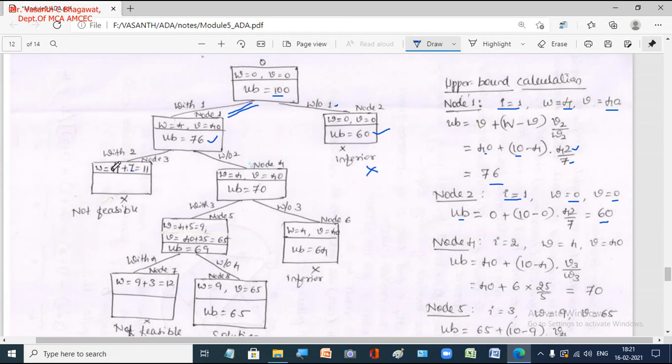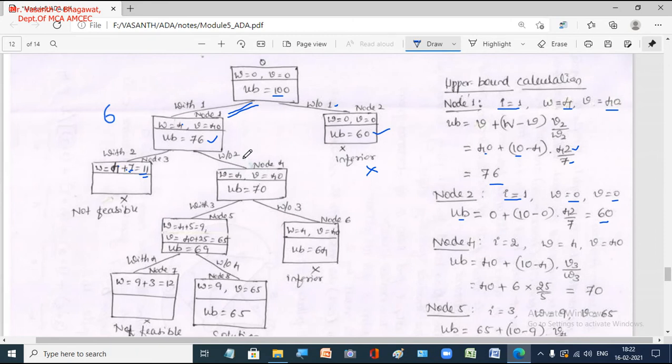If you select the second item also, since you have already selected the first item whose weight is 4 kg, how much is left in our knapsack? Only 6 kg is left. Now if you select the second item whose weight is 7 kg, when you add this 7 kg to 4 kg, it becomes 11 kg, which is greater than the capacity of our knapsack. So we say that this solution is not feasible. We cannot go in this direction. That means you cannot select the second item.